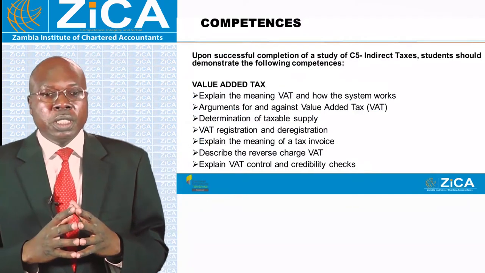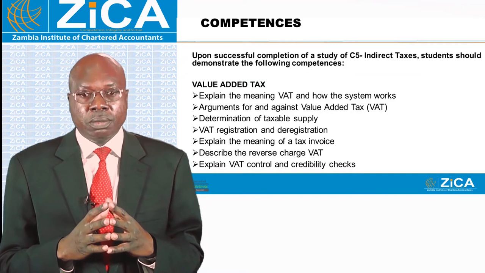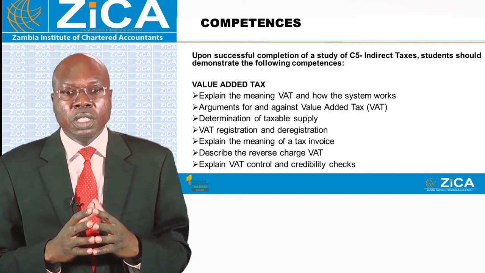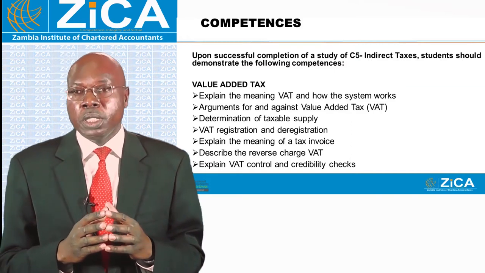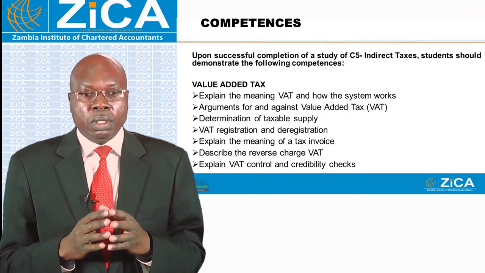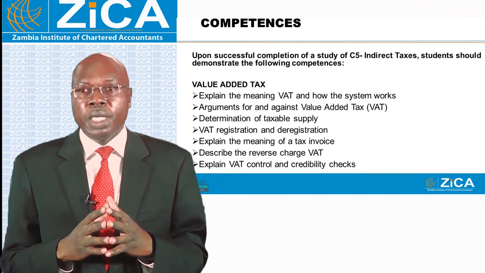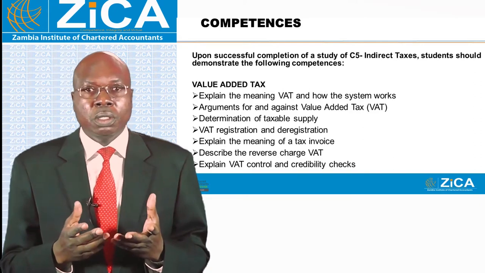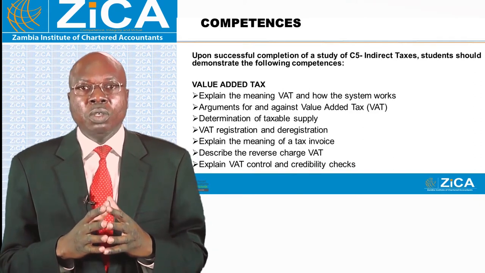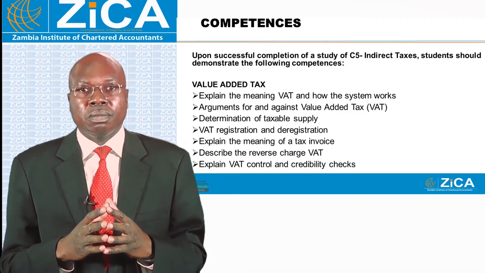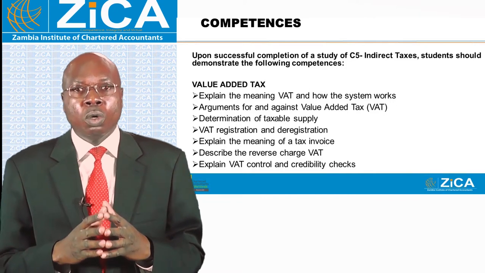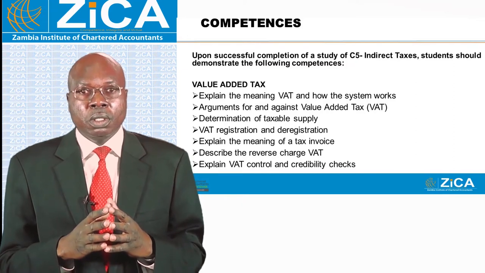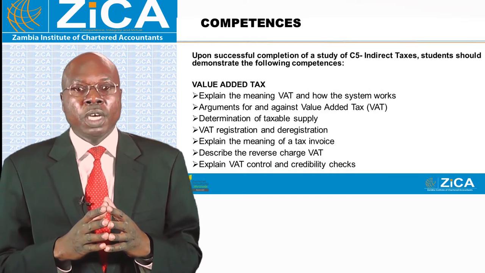Now, I'm going to look at the competencies in value-added tax. Upon a successful completion of study of C5 indirect taxes, students should demonstrate the following competencies. Number one, they should be able to explain the meaning of value-added tax and how it works. So to start with, what is value-added tax? Value-added tax is an indirect tax, as the impact or incidence of tax falls on different persons. And basically, this is the final consumer.